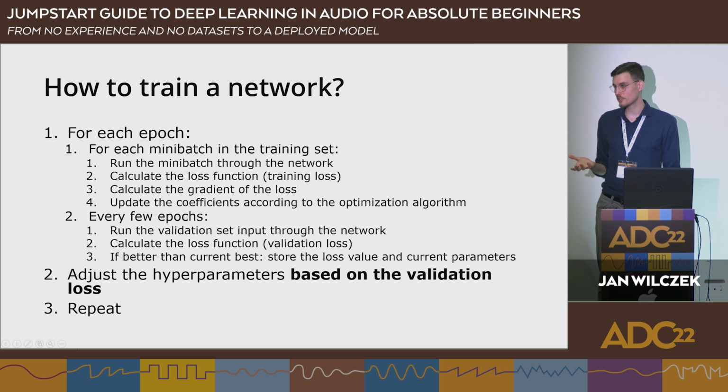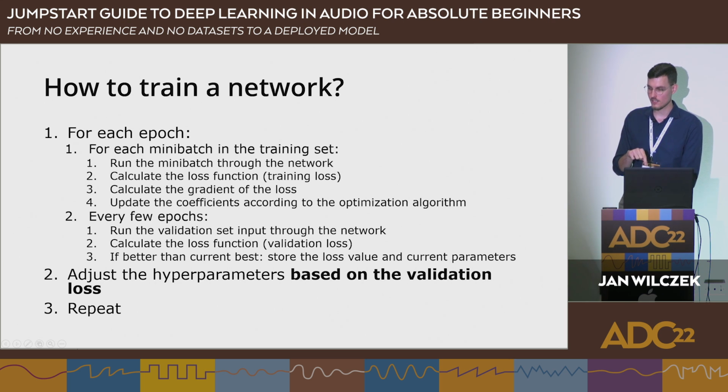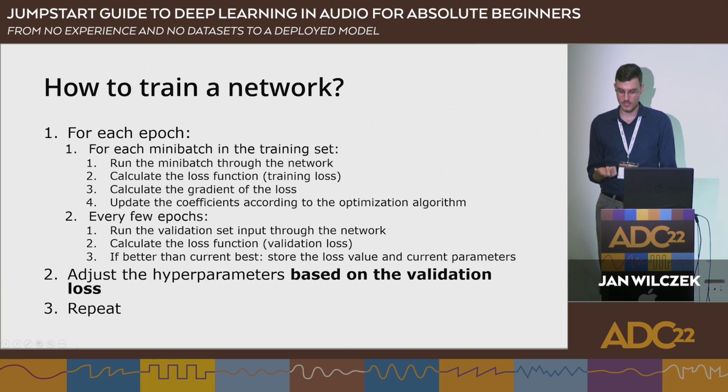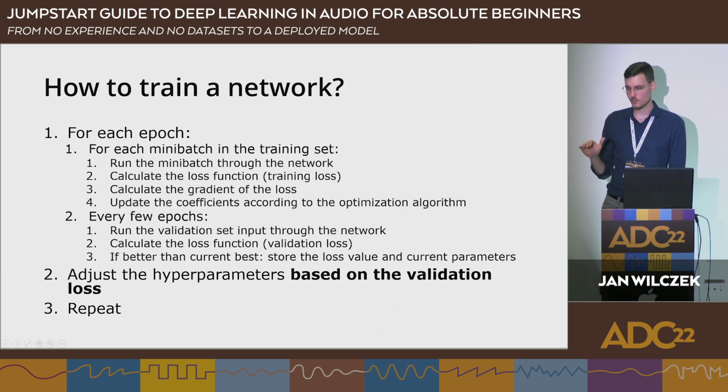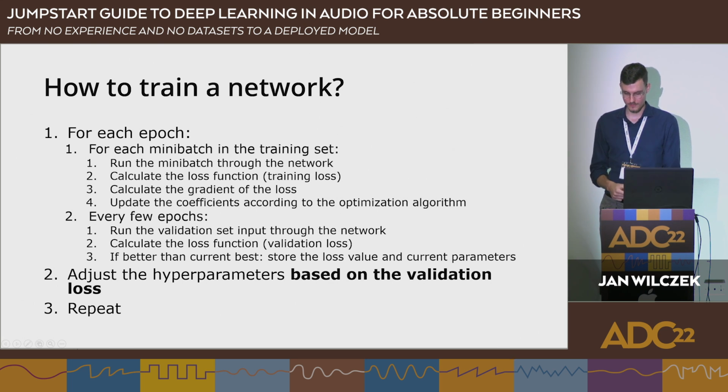And if it's maybe better than the last time we calculated the validation, we may want to store the network parameters. And when we're done with all the epochs and all the validation, we can now adjust the hyperparameters and say, okay, maybe we should increase the size of the gradient step, the learning rate. Or maybe our architecture is completely useless, we should get rid of it. And when we've made this decision to change a hyperparameter, then we need to repeat the whole process.